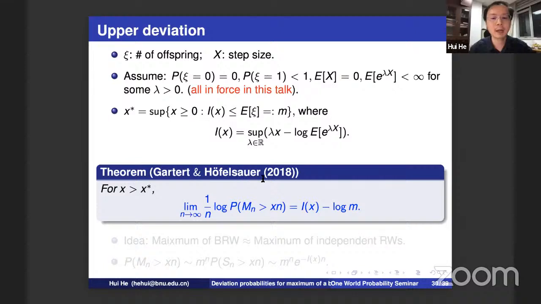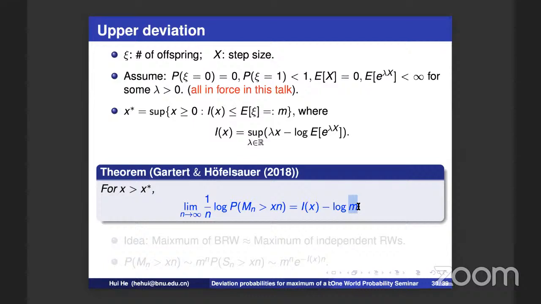That is proved by Hofstad and coauthors in 2018. They show that if x is larger than x star, they consider the following probability, that is, Mn is larger than x times n. Since x is larger than x star, we know that this probability goes to 0 as n goes to infinity. Then take logarithm, then you also take 1 over n here. You get a limit that is just Ix minus logarithm of m. Okay. Sorry, so m, log m.